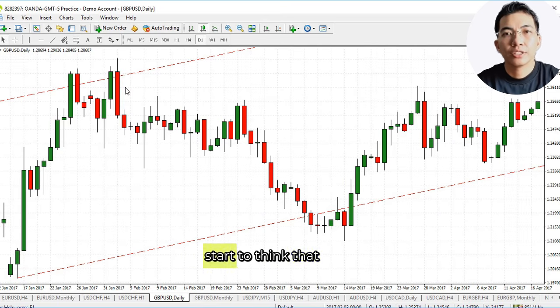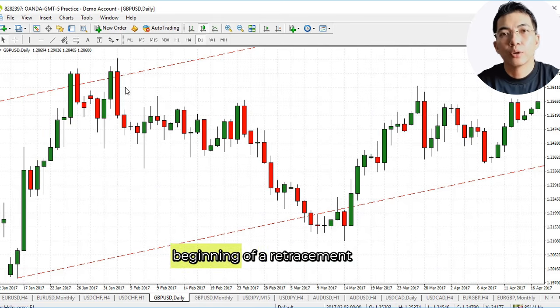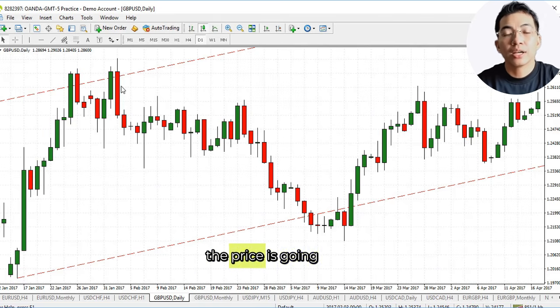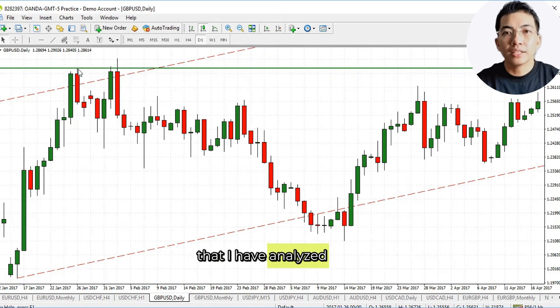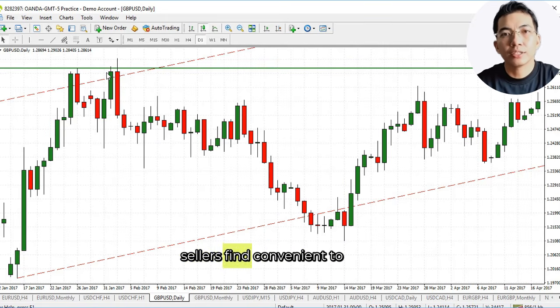Here I would probably start to think that this might be the beginning of a retracement of the price, so the price is going a bit down after a long rally. It's like buyers made their move and now they're taking a breath. Another thing that is very interesting to analyze is that this bearish engulfing pattern appears at the same price as that long red candle that I analyzed before. I said that it was the first significant candle, and probably it was a sign that sellers find it convenient to sell at that price. And here we are again with sellers that take the chance to sell the pair at this price again.